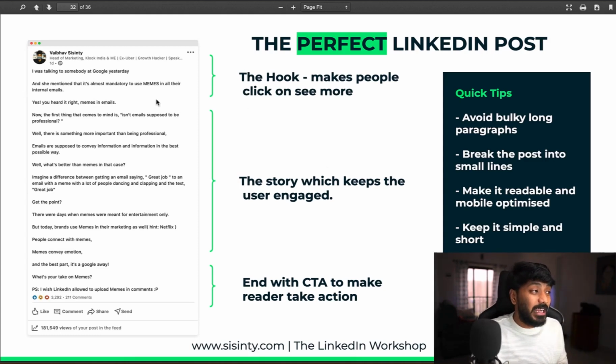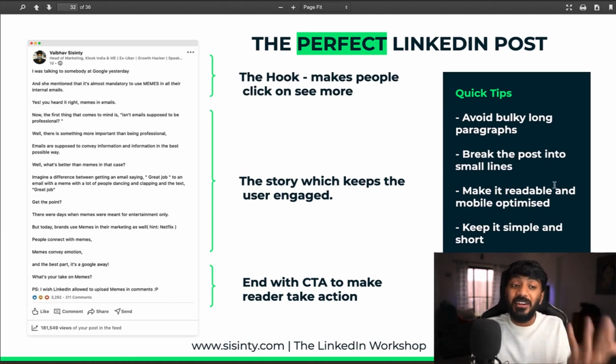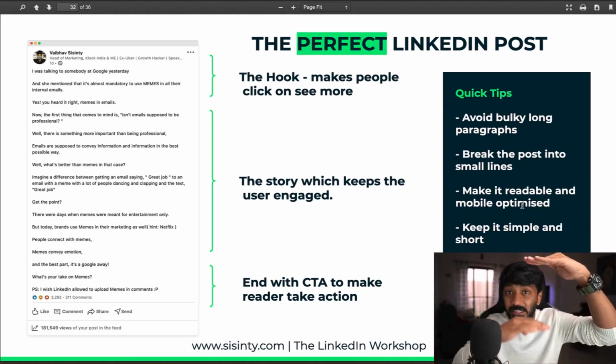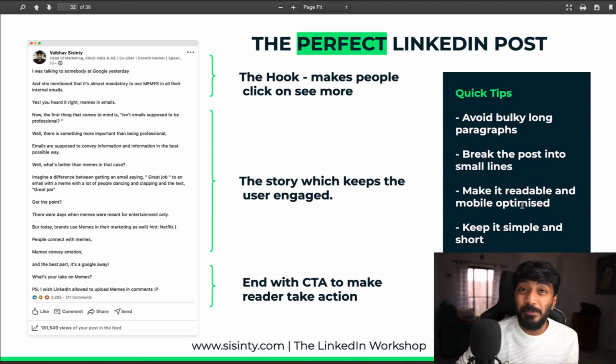The advantage of breaking the post into smaller lines is it makes the post readable. If you write bulky paragraphs, it's going to become very difficult for people to read because a lot of people don't want to put in effort to read your post. As a result, they'll skip it. So breaking it down into smaller lines always helps, and it also makes it more optimized for mobile phones, right? Mobile phones have smaller screens. When you put bulky text, the paragraph becomes even bulkier. As a result, people tend to ignore those posts. All right. So that makes it mobile optimized.